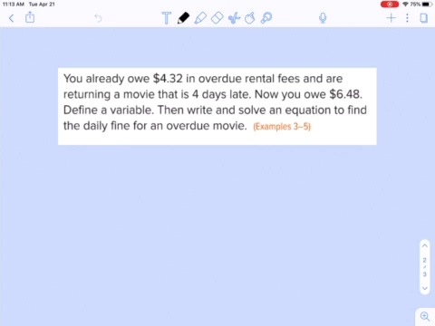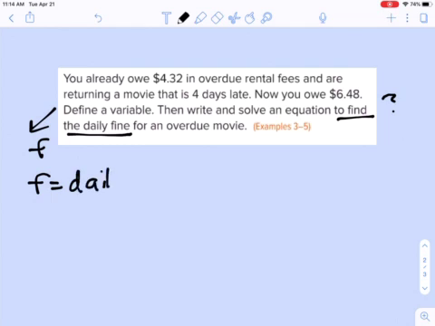A lot of times on these, they'll say define a variable, and you're like, well, what does my variable represent? Then the next sentence will basically tell you. It says write and solve an equation to find. Once you see "to find," that's telling you what you're looking for: the daily fine for an overdue movie. So we want to find the daily fine. Let's just use F, and we're going to say that F is my daily fine. All right, so we're already getting started here.